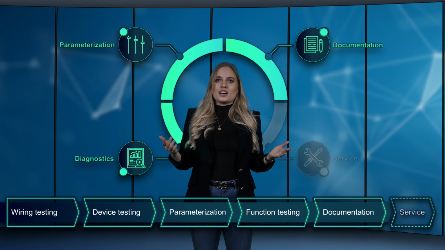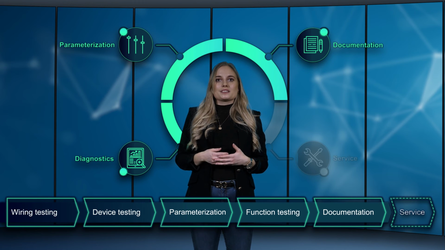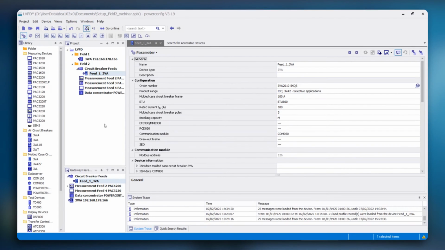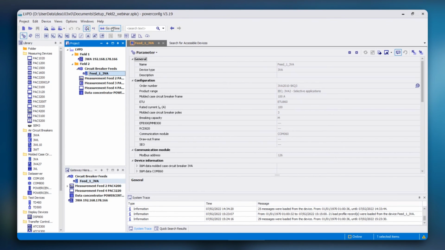The last function I would like to show you is the service step. We want to check the maintenance data that powerconfig provides for our molded case circuit breaker 3VA. First, we go online and switch to the maintenance and statistic view.